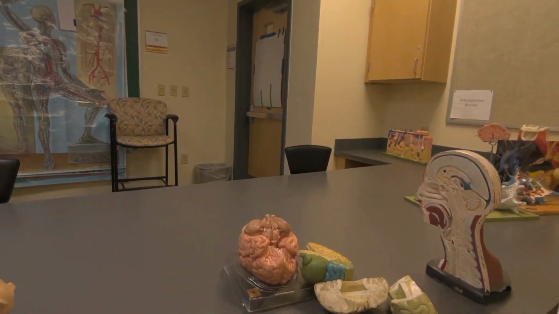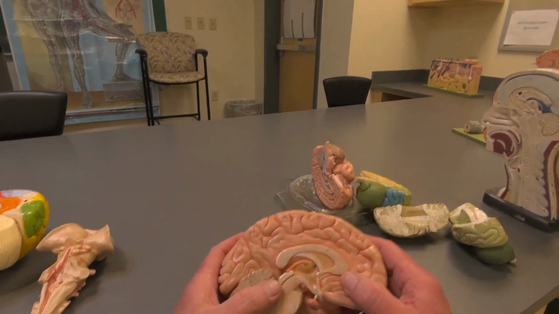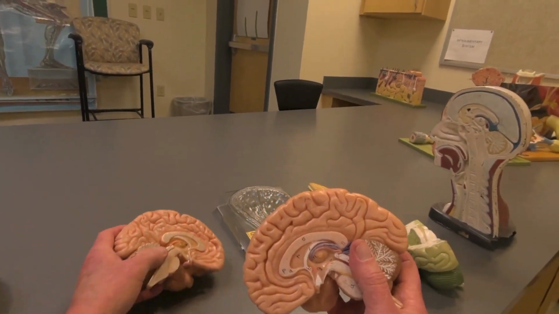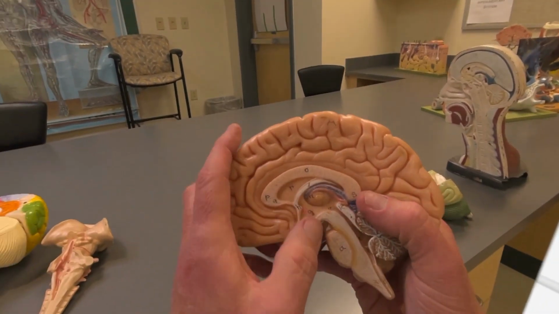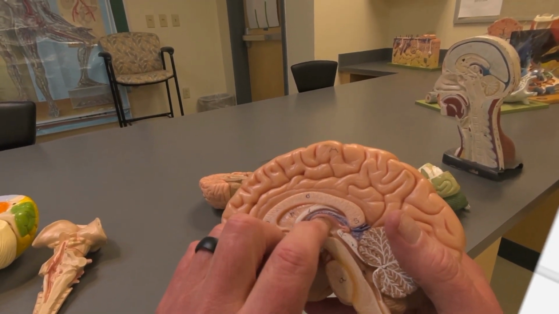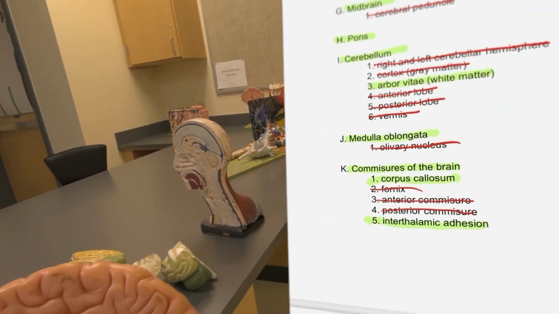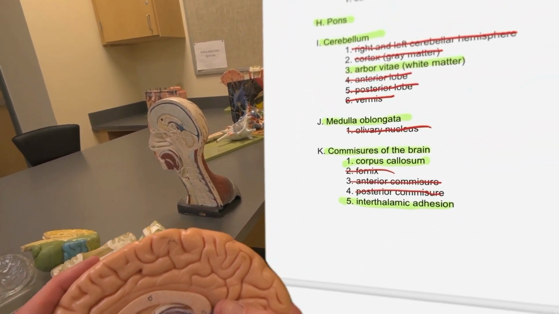Every time we saw a thalamus, I told you about the interthalamic adhesion. So let's take a look at this one. This one stands out a little bit better. That little football or egg shape is the thalamus, and the little eyeball sticking out in the middle of that is the interthalamic adhesion.